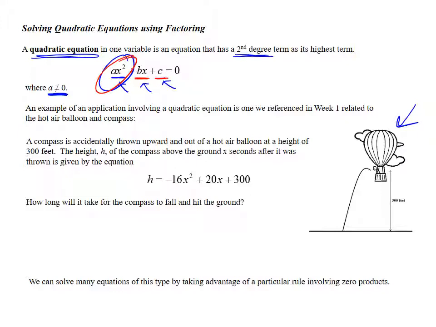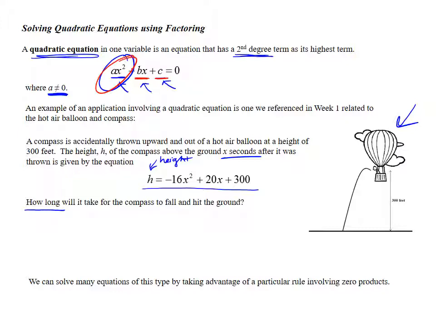The equation that can describe the height of the compass in terms of time is given by this, h equals negative 16x squared plus 20x plus 300. This h stands for the height, and x stands for the time in seconds. So what we have here is a relationship between how long it takes the compass to fall and the height it's at.